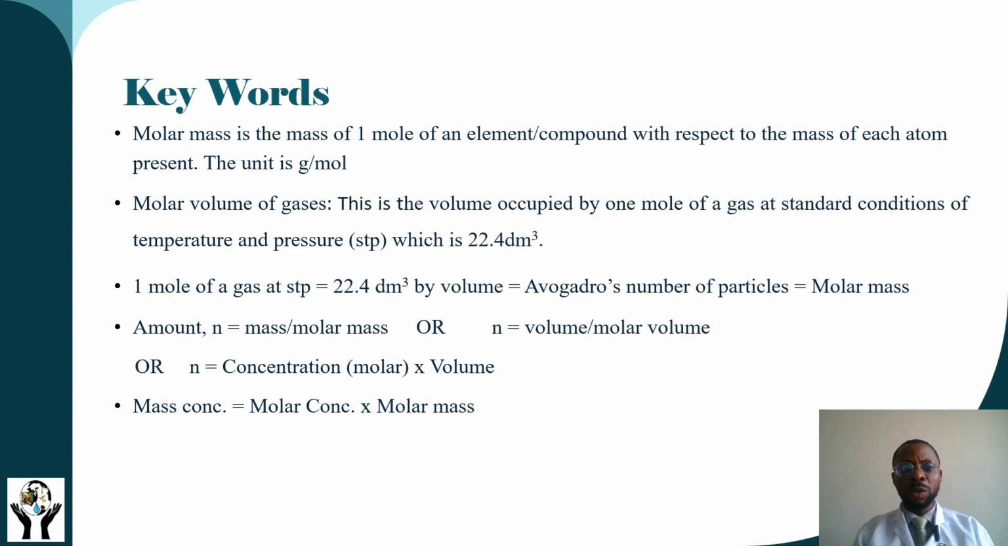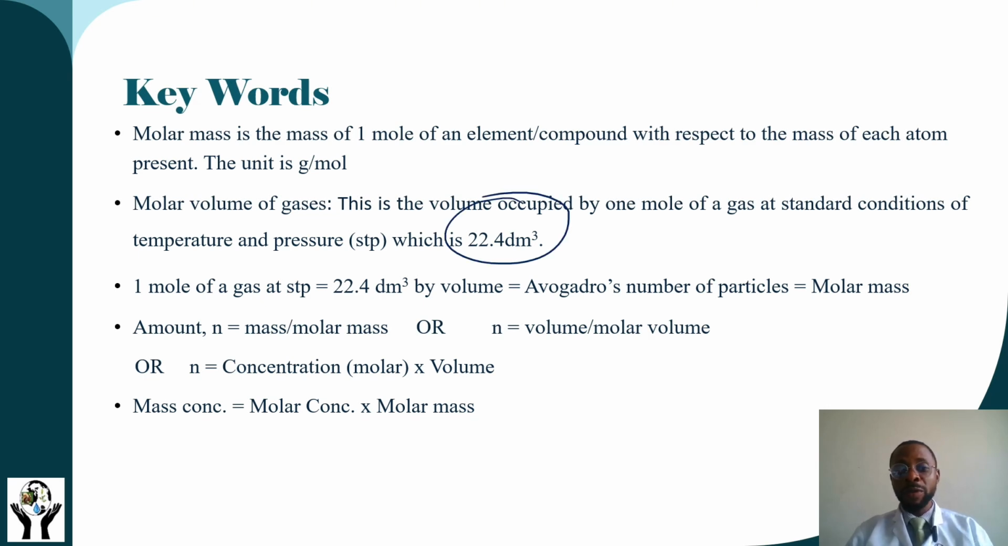So the key words to take note of: molar mass, that's talking about the mass from 1 mole of a particular substance, usually a compound or maybe a molecule. By the time you add up all the mass of the atoms you have in that 1 mole of a substance, then you're going to have your molar mass. For molar volume, that is the volume that 1 mole of a gas occupies under condition of standard temperature and pressure, and the value is a constant, which is 22.4 dm cube.